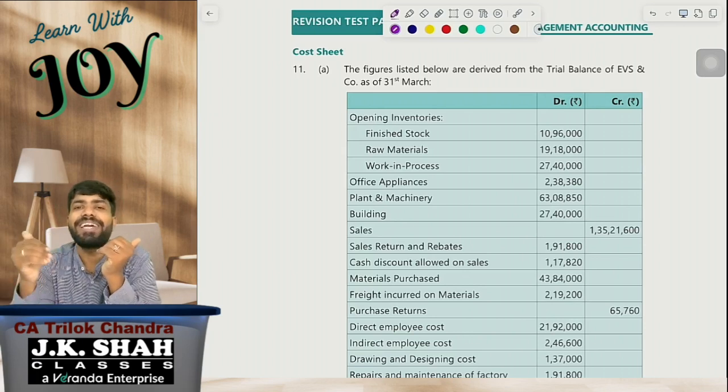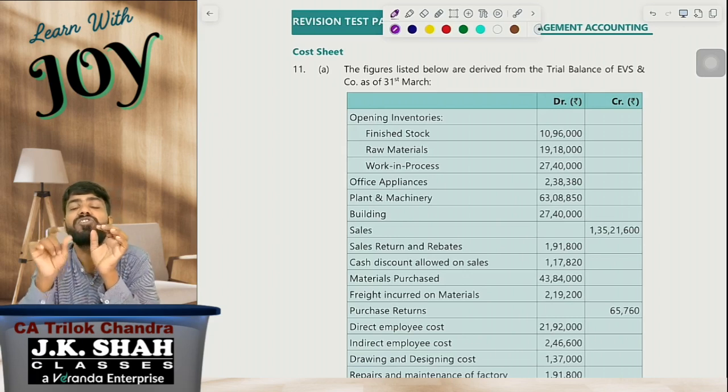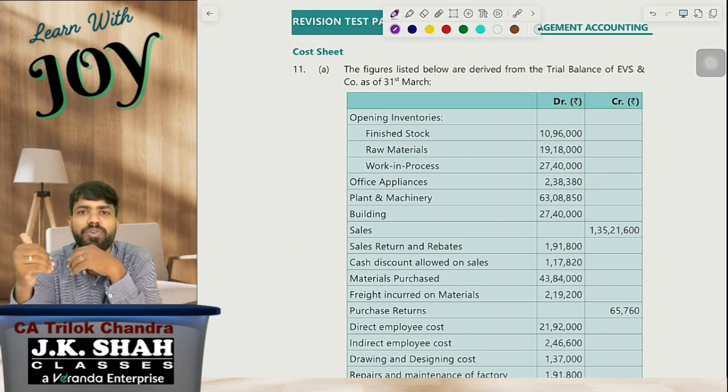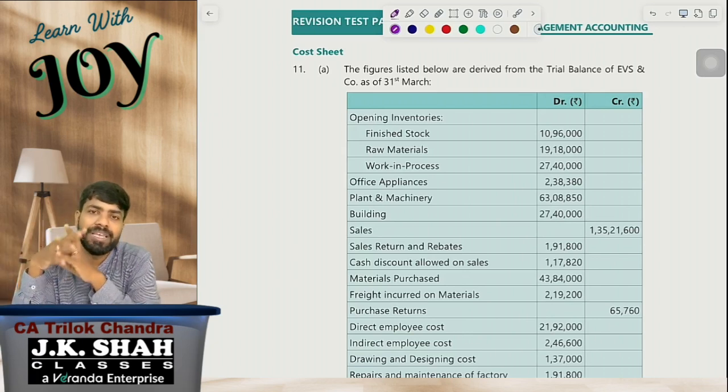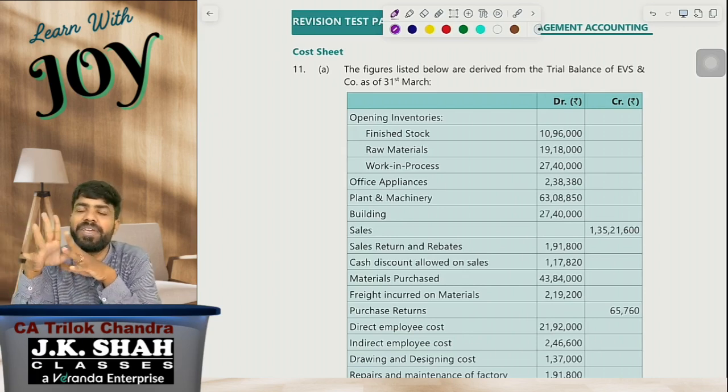Add quality control cost, research and development. These are the manufacturing related costs. Quality control cost, research and development cost, administration overhead related to production, minus scrap income or salvage income, plus primary packing cost. If you adjust these five elements, we'll be getting cost of production. Add opening stock of finished goods less closing stock of finished goods, we'll be getting cost of goods sold. Add administration overhead general, add selling and distribution overheads, add secondary packing cost. We'll be getting cost of sales. Add profit, we'll be getting sales. This is the format of the cost sheet.